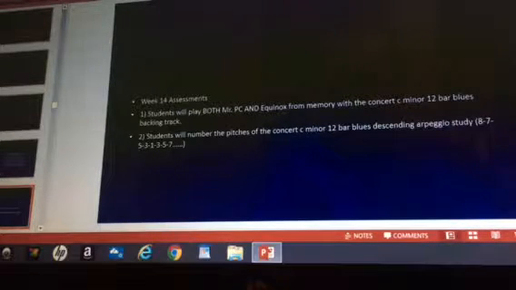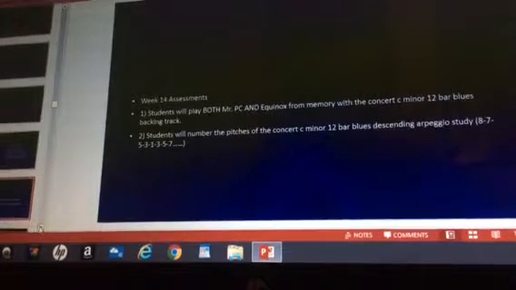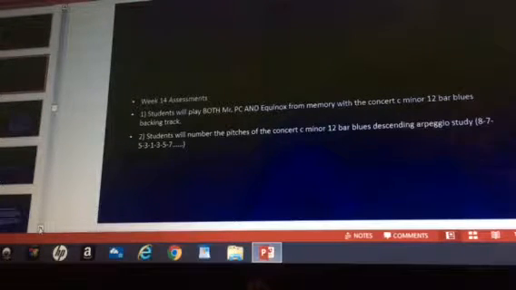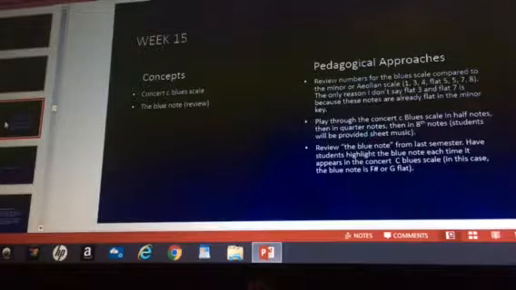And then they'll play both heads from memory, and they'll number the pitches of the concert C minor descending arpeggio, 8 down to 1 and up to 7. I just really want to get these numbers in their heads, because numbers are just a really big part of understanding theory and modes and improvisation and digital patterns.